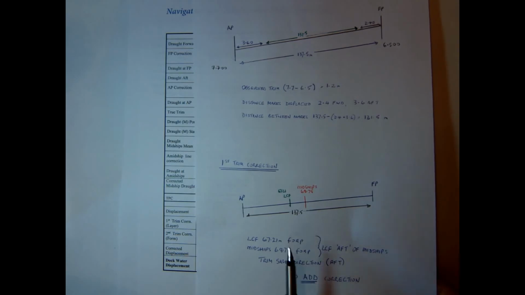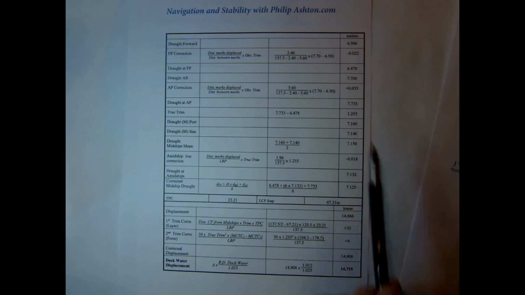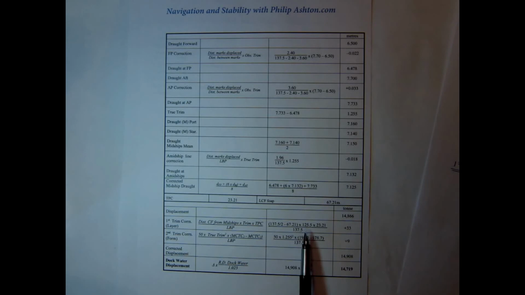Now if they are both in the same direction, we add the correction. In other words, if we're trimmed by the stern and the LCF is astern of midships, we would add the correction. Okay, so whenever you're trimmed by the stern and the LCF is less than the midships value, you would add the correction, and we put that there. And you'll notice that the trim is written as 125.5. The trim is 1.25 metres, but because we're using TPC, we have to write the trim in centimetres. So be careful with that, and I've just explained why we would add.